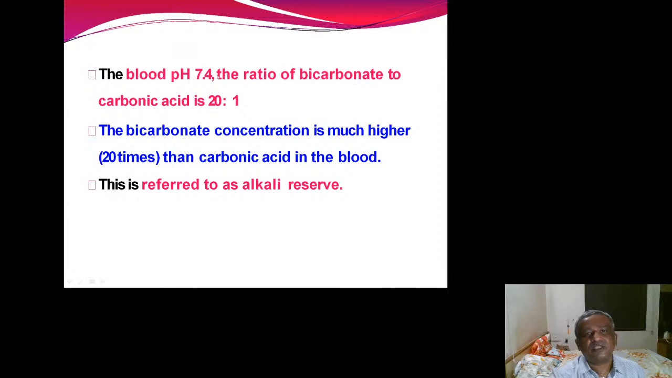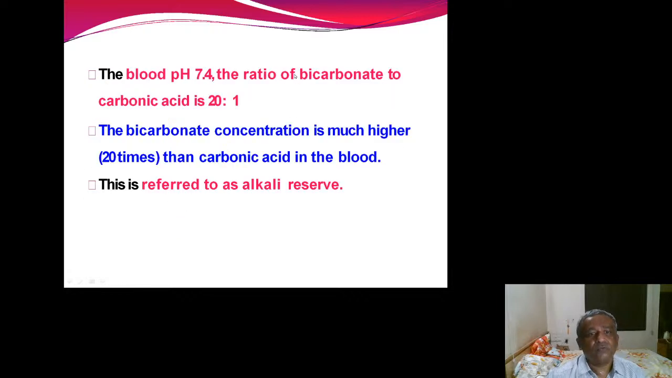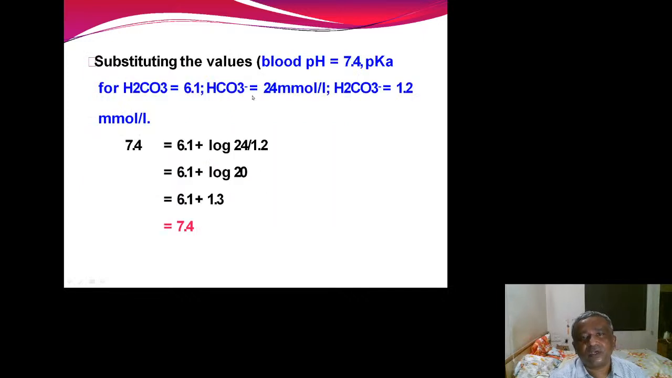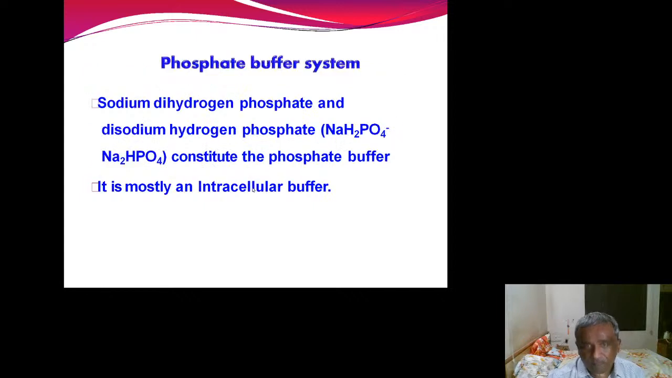Left side equals right side. The blood pH is 7.4, and the ratio of bicarb to carbonic acid is 20:1. As we saw here, the bicarb is 24 and H2CO3 is 1.2, so the ratio is 20:1, 20 times more. This is referred to as the alkali reserve. The amount of bicarbonate is more than the carbonic acid, almost 20 times more, and this is called the alkali reserve.